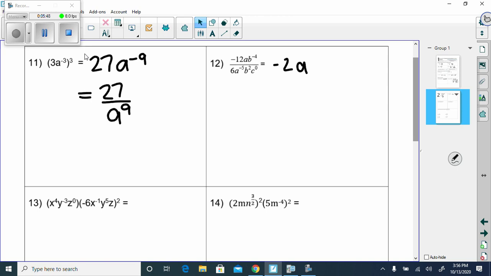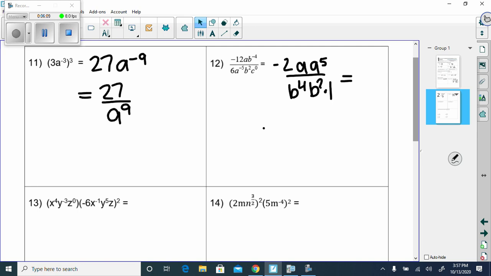Alright, but in the bottom, I have an a to the -5. I don't want that, so I need to move it to the top. Then in the top, I have a b to the -4. I don't like that, so I need to move it. And there's nothing wrong with the b squared. And what does c to the 0 become? 1. Good.